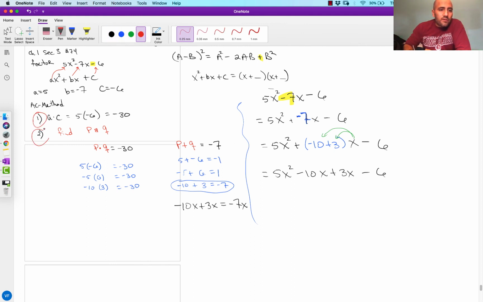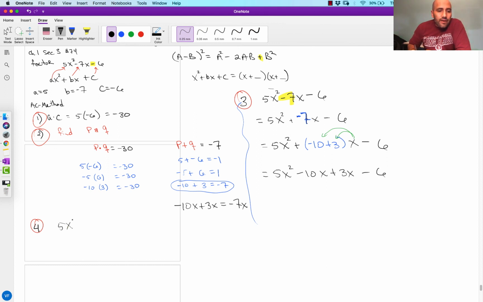We had step 1, step 2. Step 1, multiply the a times the c. Step 2, find two numbers p and q such that they multiply to the ac, but they add up to the b value. We have that. Step number 3 is this one, to replace the middle term. And finally, step number 4 is going to be to factor by grouping.